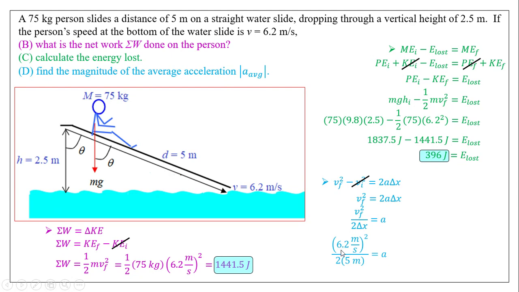Here, V_F is 6.2. I want to square that, and then 2, and then delta x being 5. Therefore if you put it in the calculator, you should get a magnitude of about 3.84 meters per second squared. Okay, and that is our answer for part D.